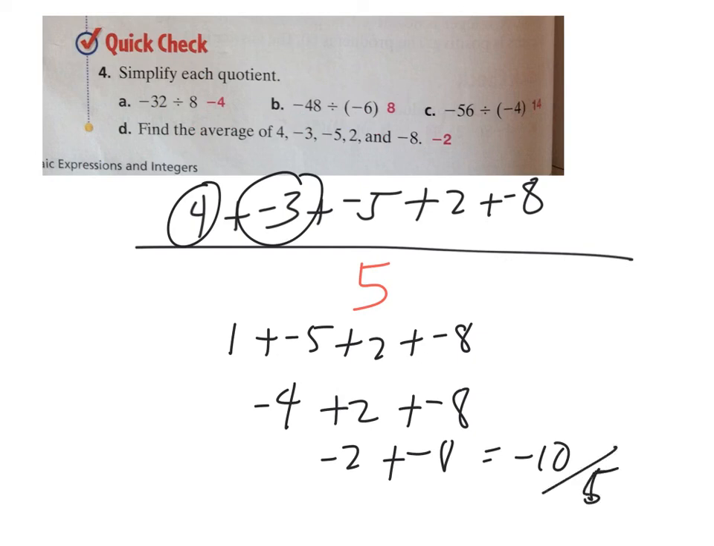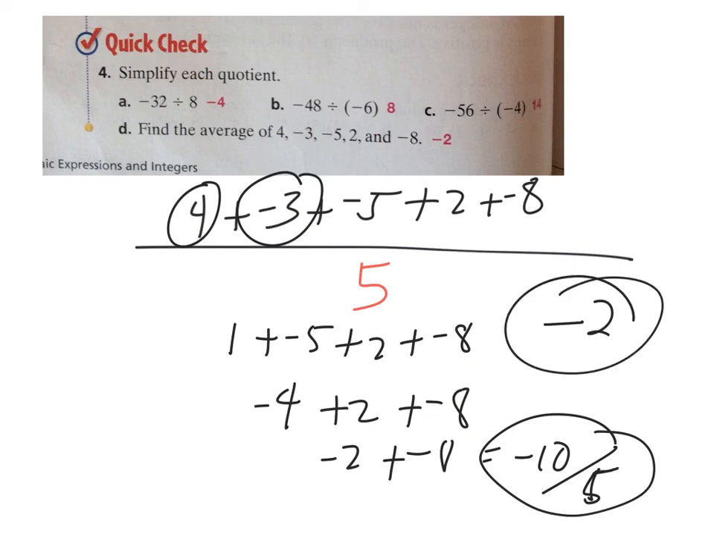There's a 5, I promise. Now, negative divided by positive, so one of each sign means it's going to be a negative answer. 10 divided by 5 is 2, so negative 2 is going to be our answer there.